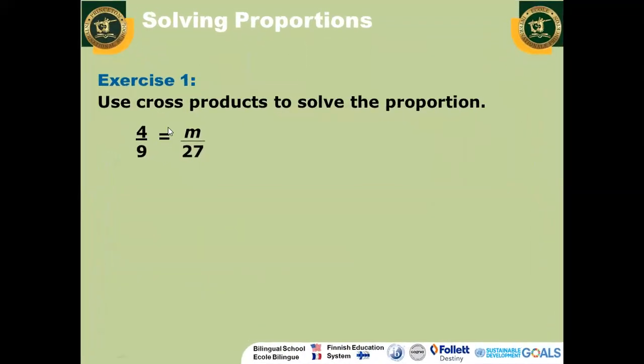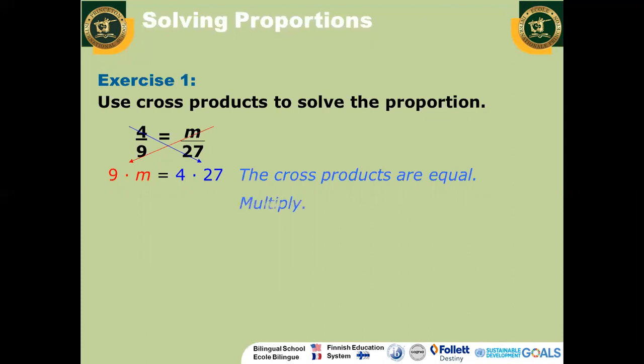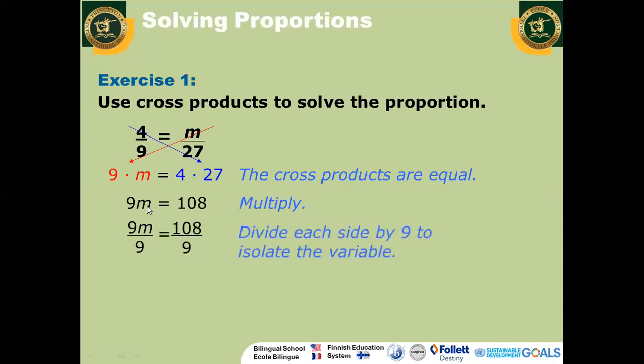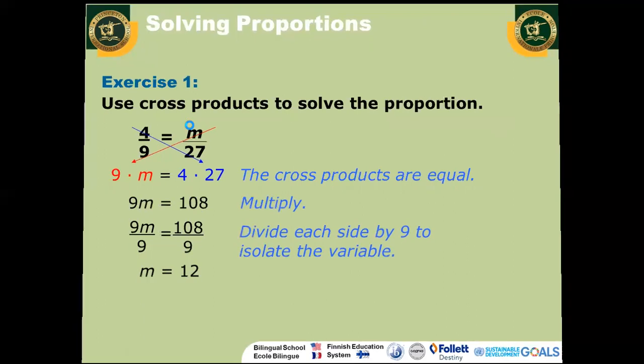4 over 9 equals m over 27. As we said in the previous slide, the product of means equals the product of extremes, and we are using the rule of cross product. So 9m equals 4 times 27. So 9m equals 108. And when we divide both sides of this equation by 9, the value of m will be 12. So the missing term in the second ratio is 12.